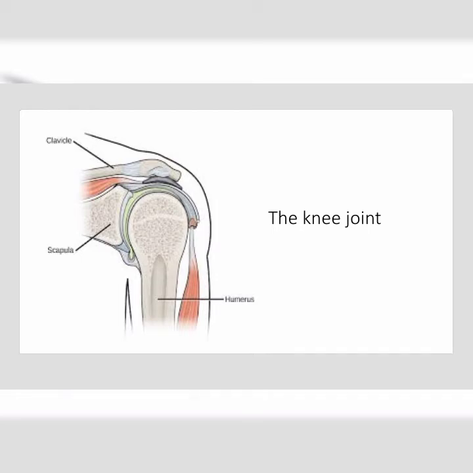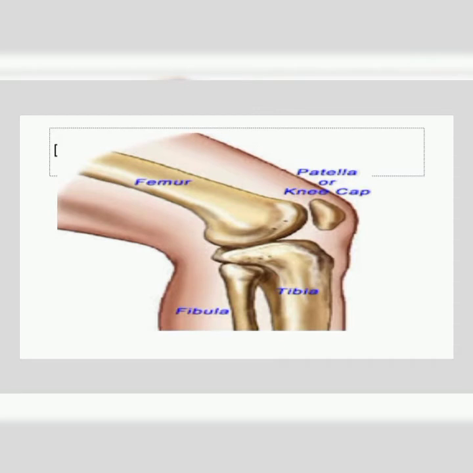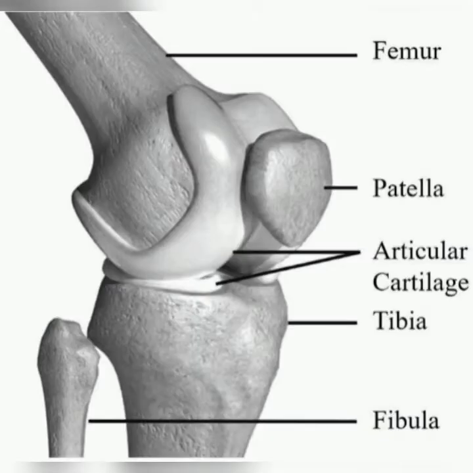The joint at the knee forms a connection between the distal head of the femur and then the tibia and the fibula. That's the joint at the knee. Then the joint at the elbow between the distal head of the humerus and the radius and the ulna. These are examples of hinge joints, elbow joints, and knee joints.